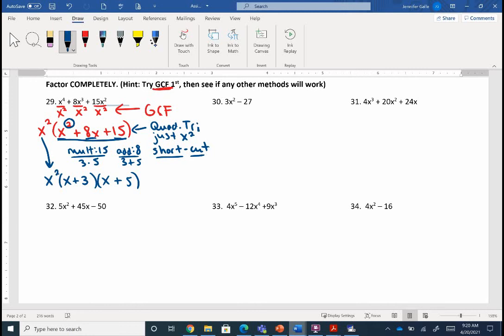So always GCF first, and then see if anything else will work for you. Again, the last section of your test will have fewer questions. Right now, this last section has like 9 questions on it. On your test, I'll probably put 3, maybe 4 tops. Probably 3. I'm still finishing editing it.